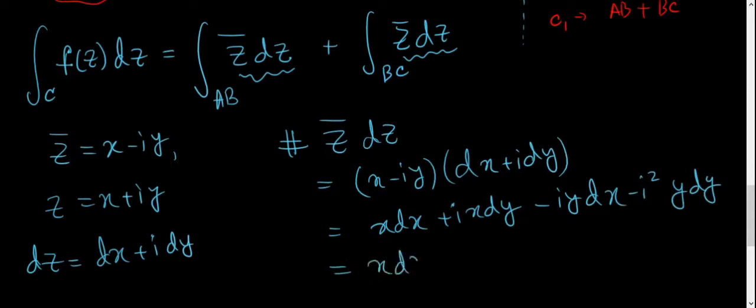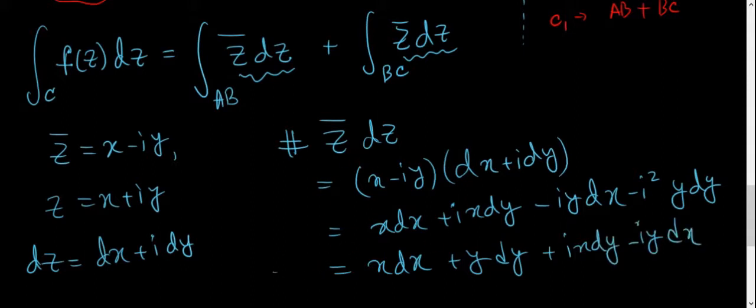So finally you will have x dx plus y dy, and then you will have i times (x dy minus y dx). This is our z bar dz, right? And now since we have reduced the expression from z to x and y, we can easily find the limits of x and y, and we can use that to our advantage to evaluate this integral. So let's try to do that.